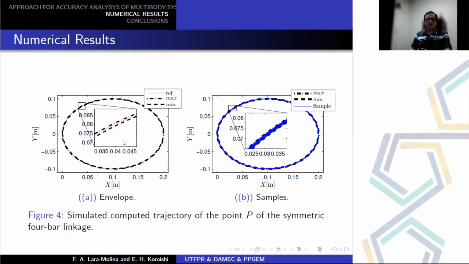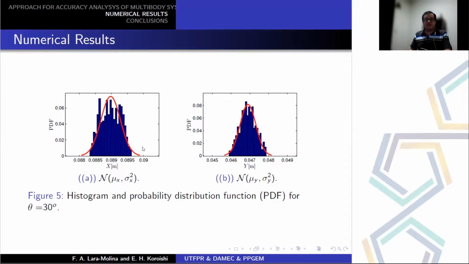Then we map the stiffness. This figure presents the stiffness map. In these results, we do not consider the singular positions. And first, in this figure, we present the maximum and minimum limits of the envelope, and the reference corresponds to the response of the point P with the nominal parameters. Then in the second figure, we observe the samples considering the simulation. And we observe in this stiffness mapping the effects of the uncertain parameters in the response of the mechanism.